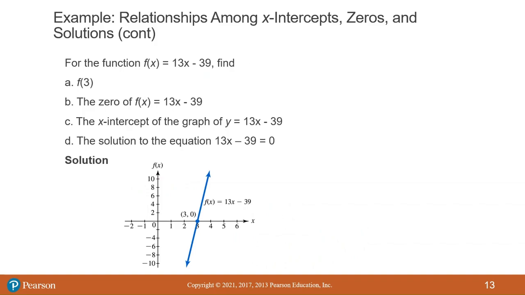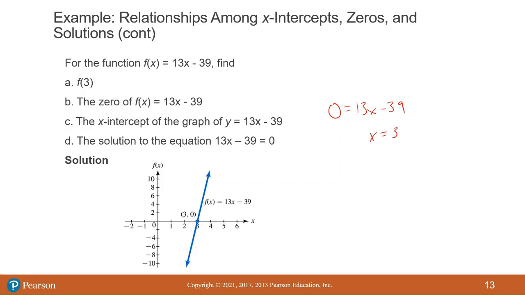All right, now let's find the x-intercept of the graph of y equals 13x minus 39. Well, in order to find the x-intercept, if we were algebraically doing it, we would let y equal 0. Well, we just solved that. That was x equals 3.